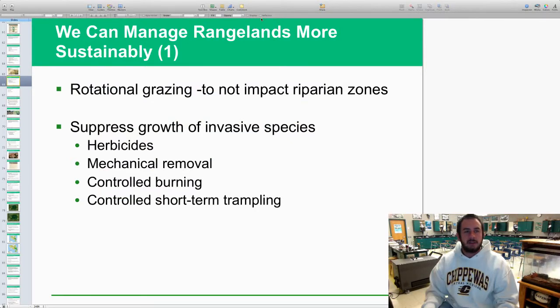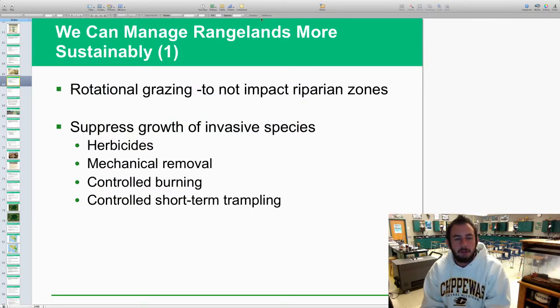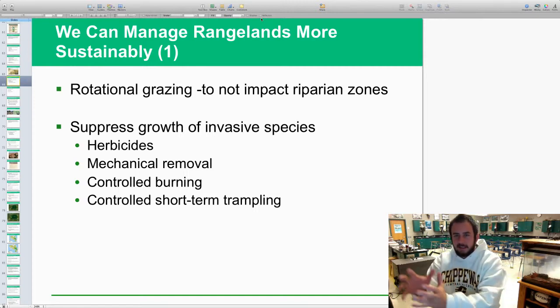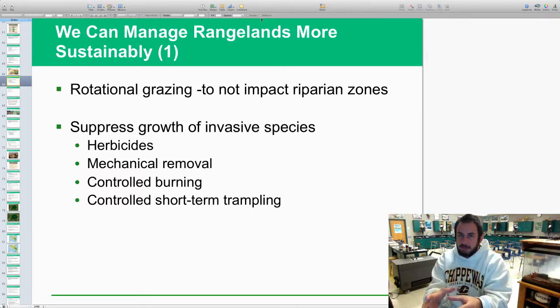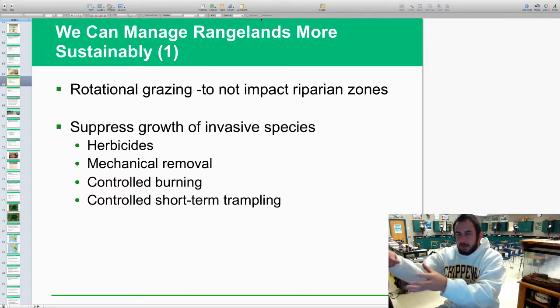We can manage rangelands more sustainably. One way is called rotational grazing, where you're moving cattle or herds around systematically. So the cows eat this spot one day, the next couple days they feed over here, and then the next couple days they feed over here.